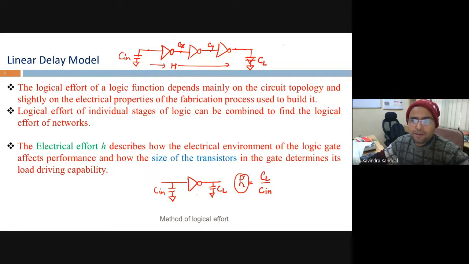It will be nothing but the multiplication of the individual electrical efforts, H1, H2 and H3. What is H1? Cx divided by Cin. What is H2? Cy is the load capacitance, Cx is the input capacitance, so Cy divided by Cx. What is H3? CL divided by Cy. That is nothing but CL divided by Cin. Are you getting my point?